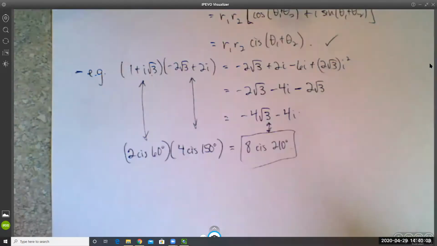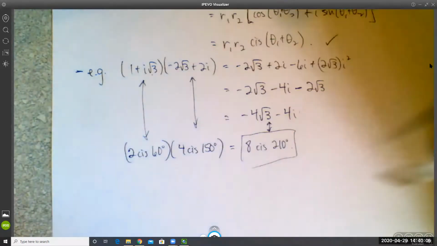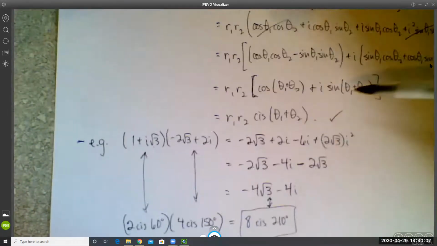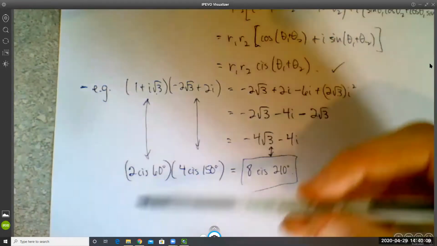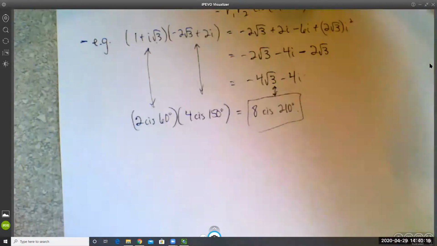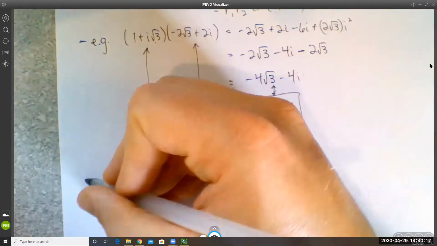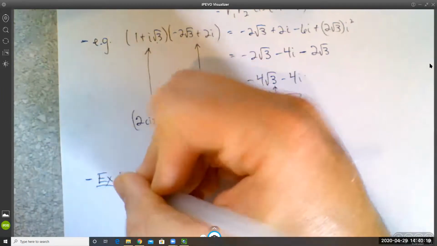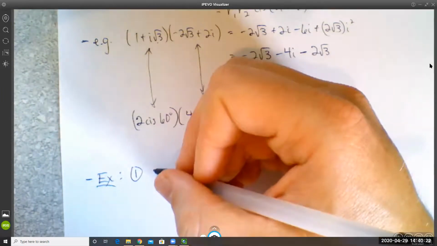Anyway, okay, so that's an example that demonstrates this fact, but it also shows you why this fact is so nice. We love multiplying things when they're in polar form. So let me give you just a couple examples of this besides what I just did.